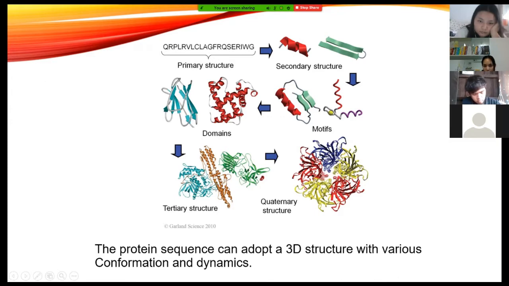And the functional form, the most functional form of the protein will be tertiary or quaternary structure. So the tertiary structure is already in working function, but in the case that it requires more cooperativity between each unit of tertiary structures, it will be called quaternary structures, which make the protein more robust in order to function.